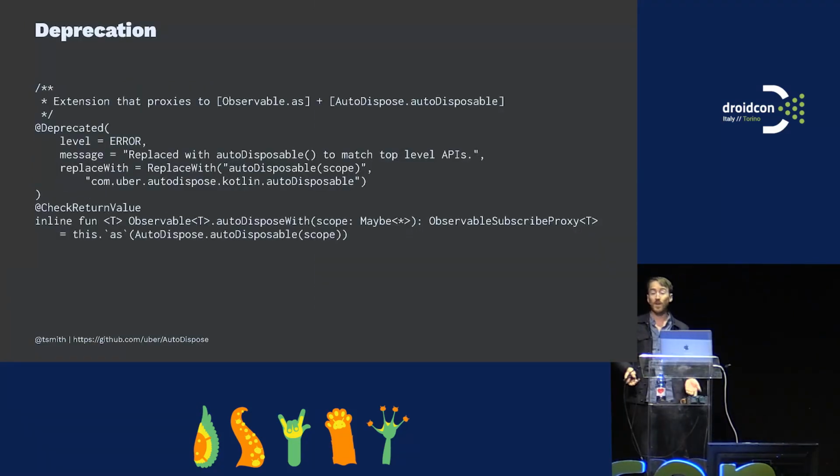With Kotlin, you can go one step further. By making use of the replace with parameter and deprecated, IntelliJ will then ask to quick fix this for the user and even give them the option to do it in the entire project, which helps simplify the migration.